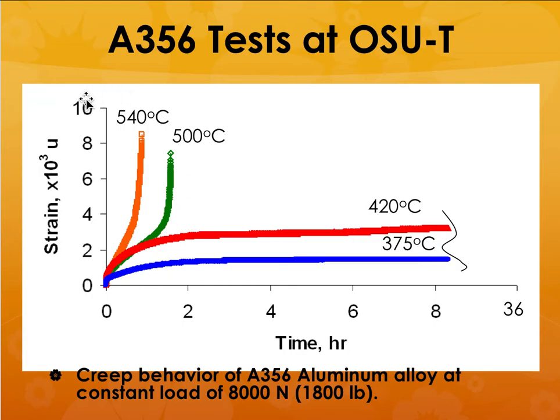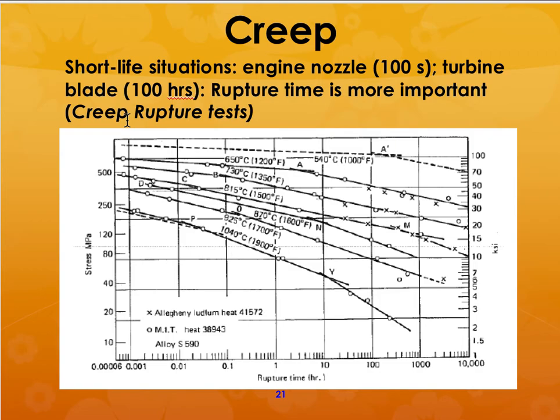So what is this magical temperature? 540 degrees centigrade. 540 degrees centigrade is close to the melting point of aluminum. Aluminum is 661 degrees centigrade. So you can see that if you use a temperature that is very close to that of the melting point of aluminum, the component will fail almost instantaneously. So the whole thing can be represented as creep rupture, which is more important than creep strain. So you want to know how long the component will last at a particular stress and temperature.